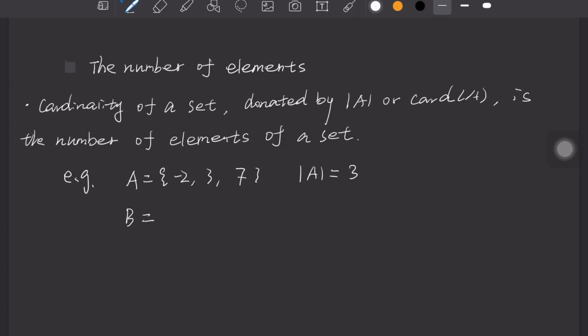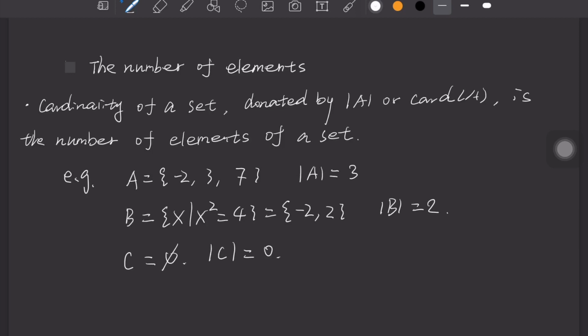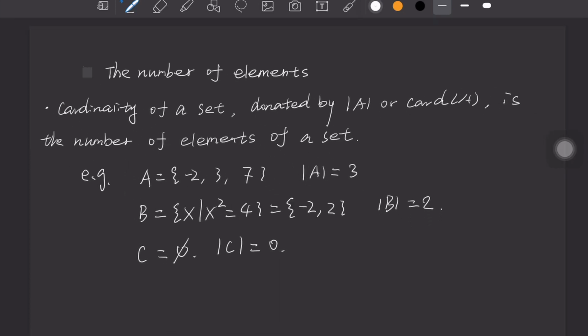We have a set B which has the elements x where x squared equals 4. So there are 2 elements in our set B, which are -2 and 2. It indicates that card B equals 2. And we still have another set C, but we don't have any elements in our set C, then we can call this set the empty set. Then card C should be 0 because we don't have any elements in our set C.